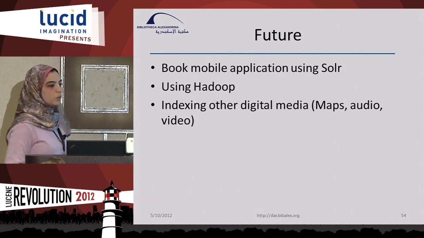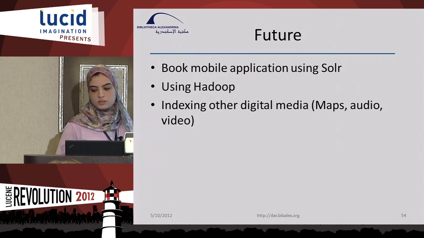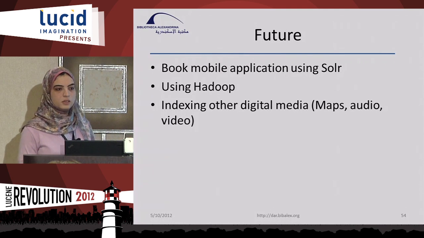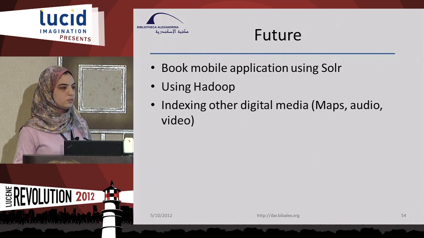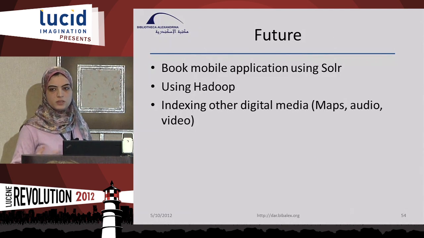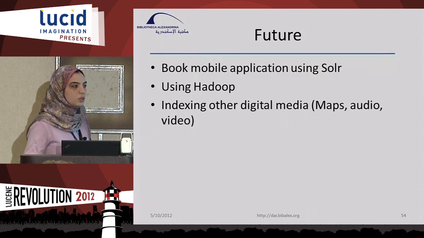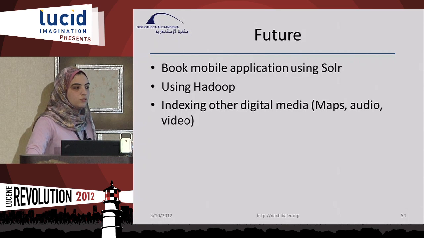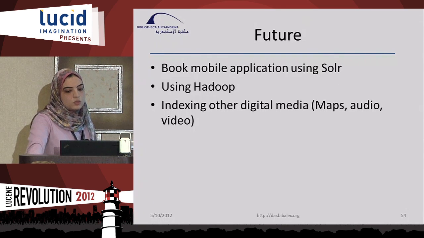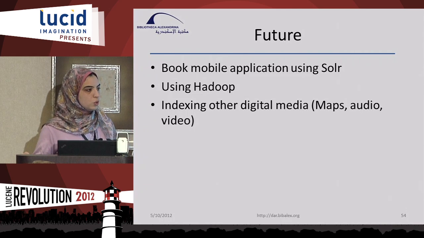Currently, we are trying to migrate from Solr 1.4 to Solr 4, because I attended last year's conference here, and I found a lot of solutions for my problems with the content index, like field collapsing, joins, all this stuff. And I think Solr 4 will solve a lot of them. We are also trying to create a mobile application for the book viewer using Solr.